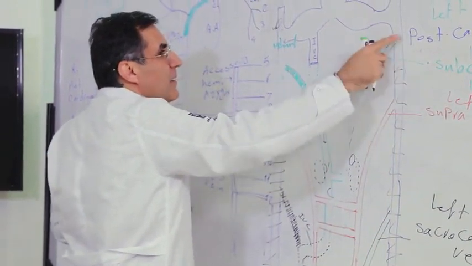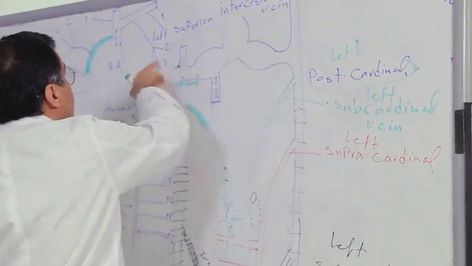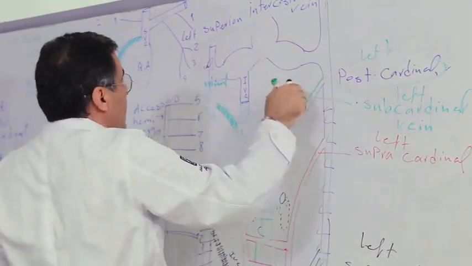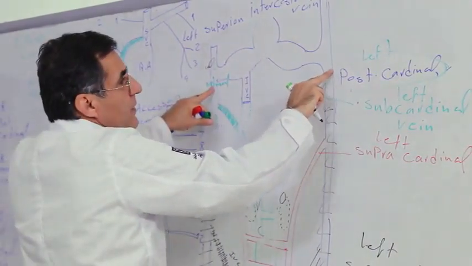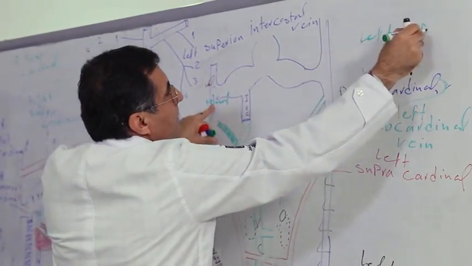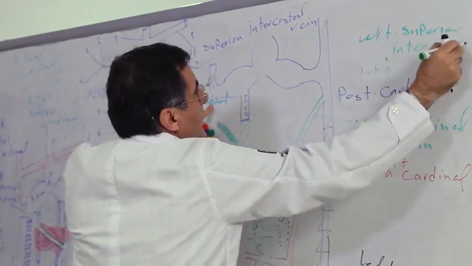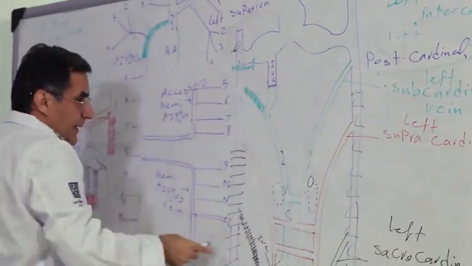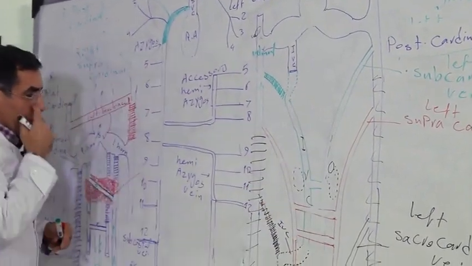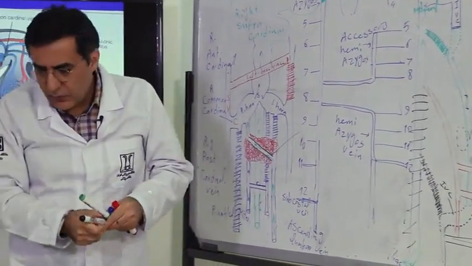The same part of the left posterior cardinal vein, like the arch of the azygos, makes the left superior intercostal vein. In conclusion, the supracardinal systems make the most part of the azygos system.